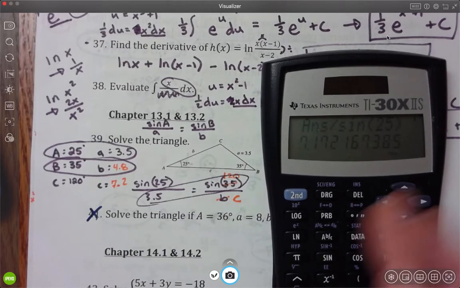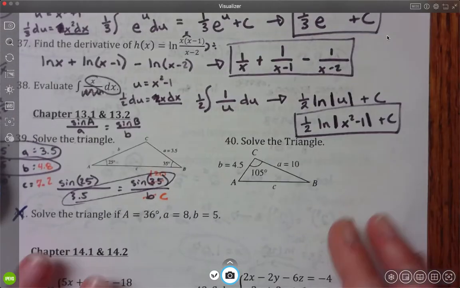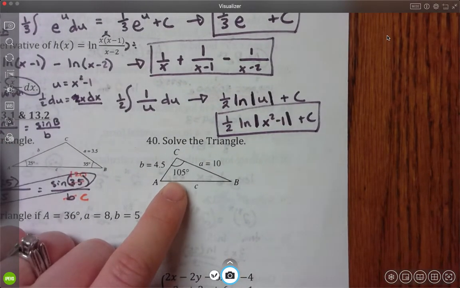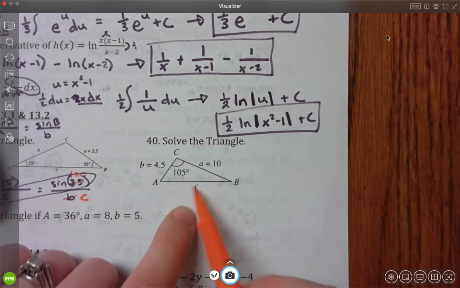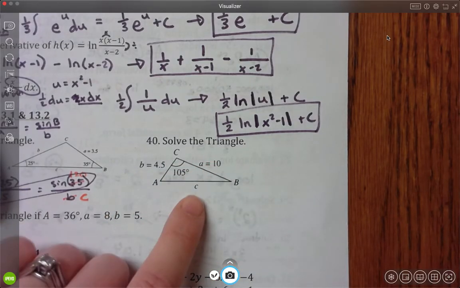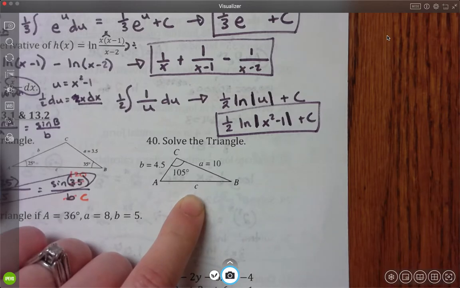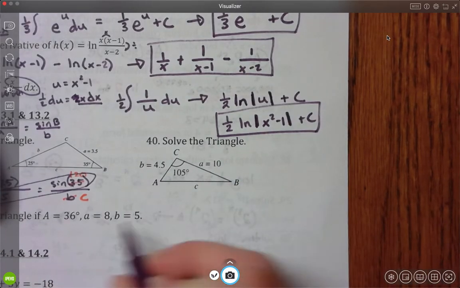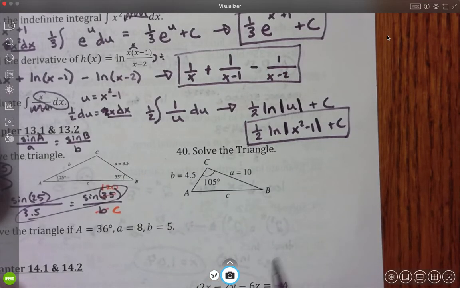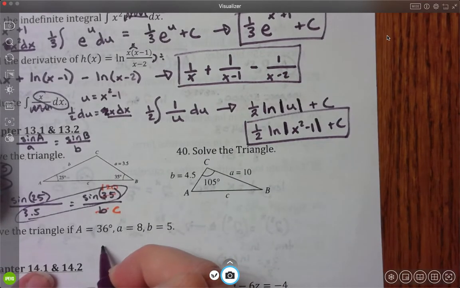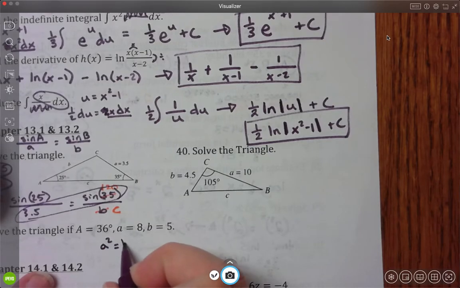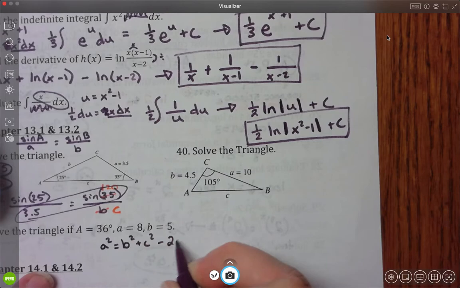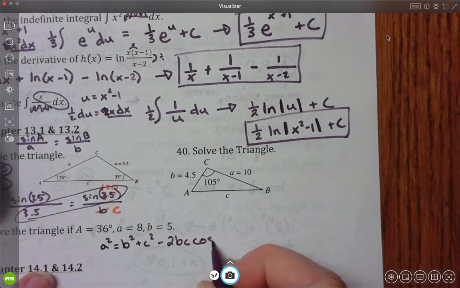Okay. Now, number 40. Here we only have one angle, and we have kind of like three sides going on here, even though we don't know what side C is. But this one's going to involve the law of cosines. So I'm going to use some room down here since we're not going to do number 41. Law of cosines is a squared equals b squared plus c squared minus 2bc cosine of capital A. That's what he looks like.